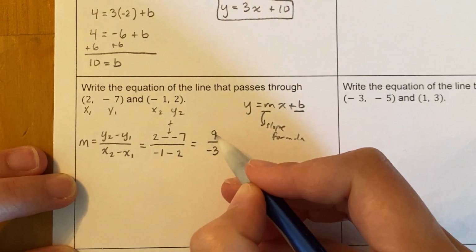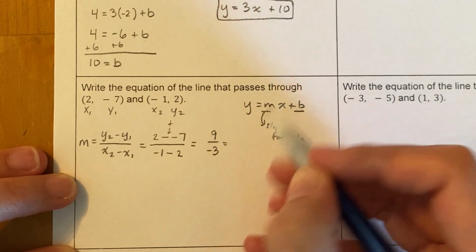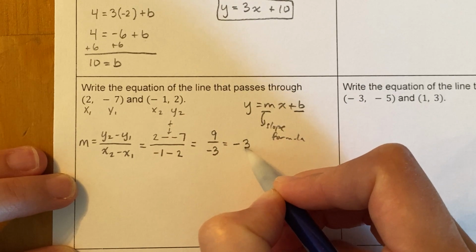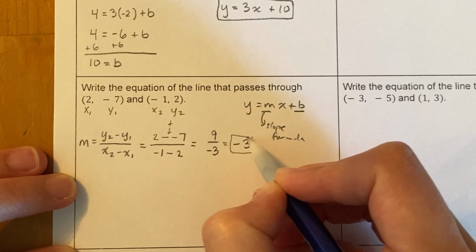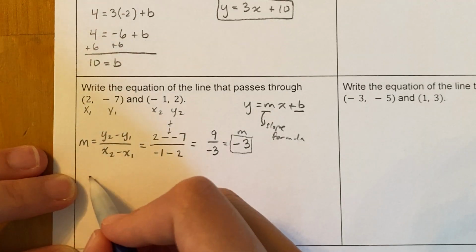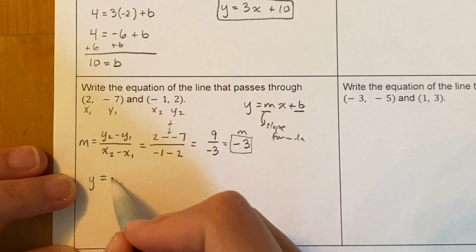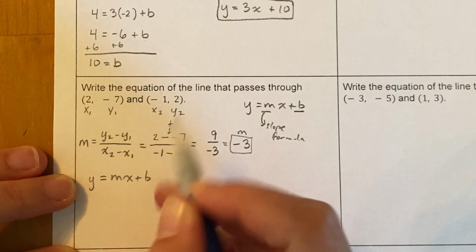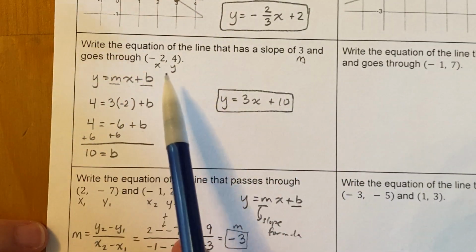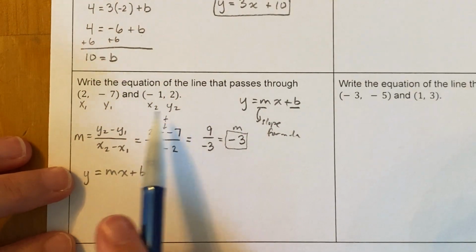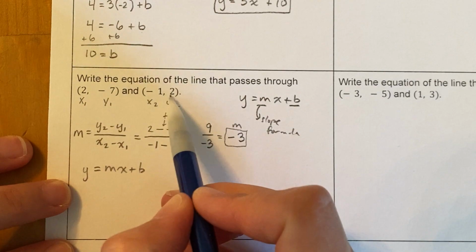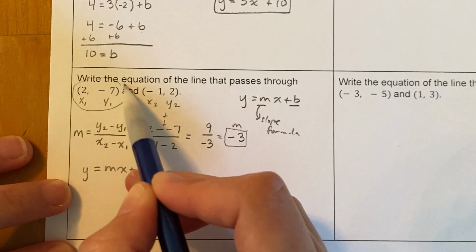That's -3. Now I notice here, 9 divided by 3 is a whole number, so this is a positive divided by a negative, which is a negative, and 9 divided by 3 is 3. So my slope is -3. So now I have, just like I had up here, a slope and a point. It doesn't matter which of these points I use, I just need to choose one. What I can't do is use the x from one point and the y from another. So I'm just going to choose this one.